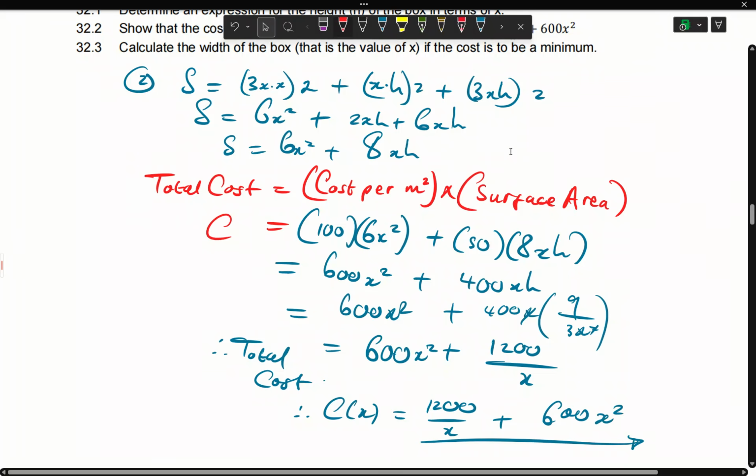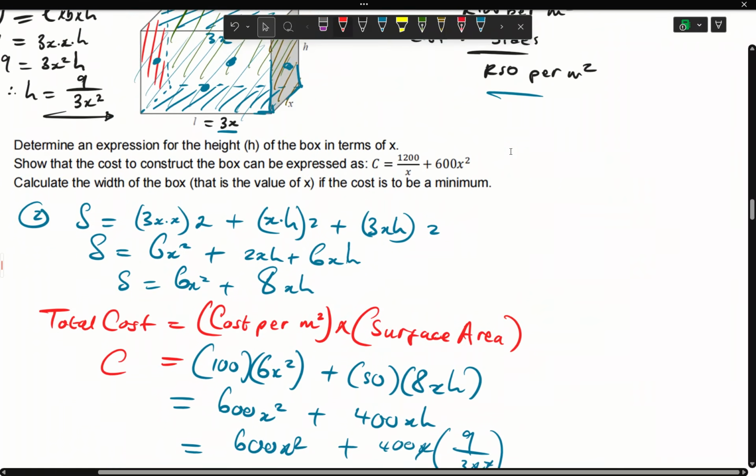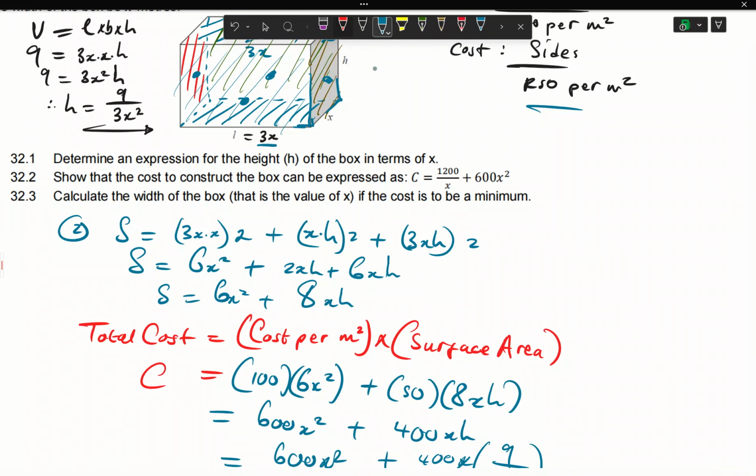And let's go back there. You see? So you have to write it exactly how it appears there. So the pattern. Yeah? So now, guys, the next question. This is 3. Calculate the width of the box, that is the value of x. Yeah? If the cost is to be a minimum.